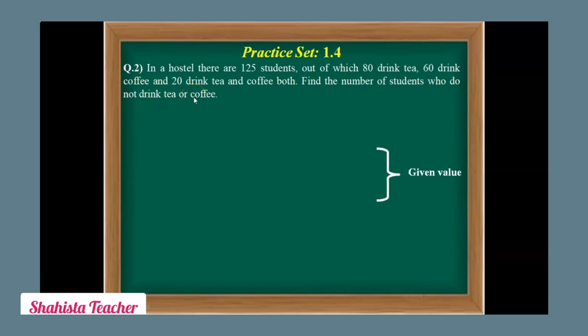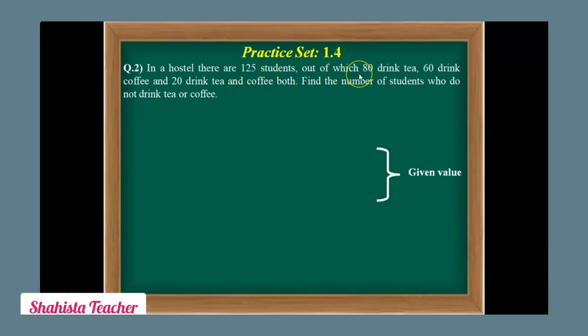See, students, listen. Here we will apply the rule of operation of sets, which I have taught you in the previous class. In operation of sets, you have learned union of two sets, intersection of two sets and disjoint sets. We will apply that rule in this sum. Now here 125 is the total number of students, so this is n(U).